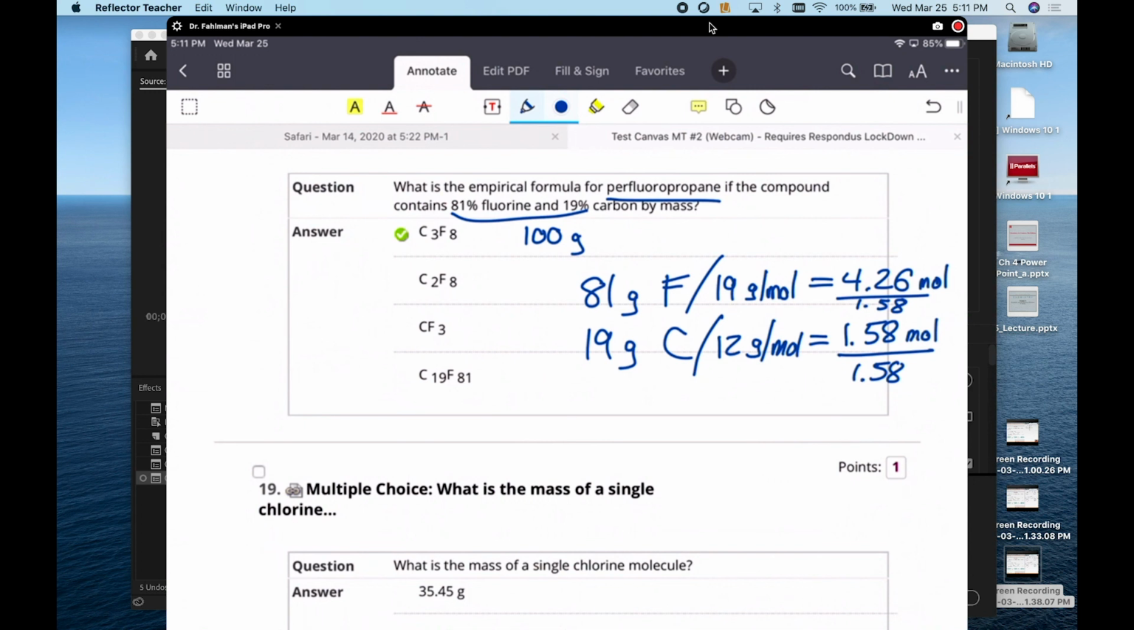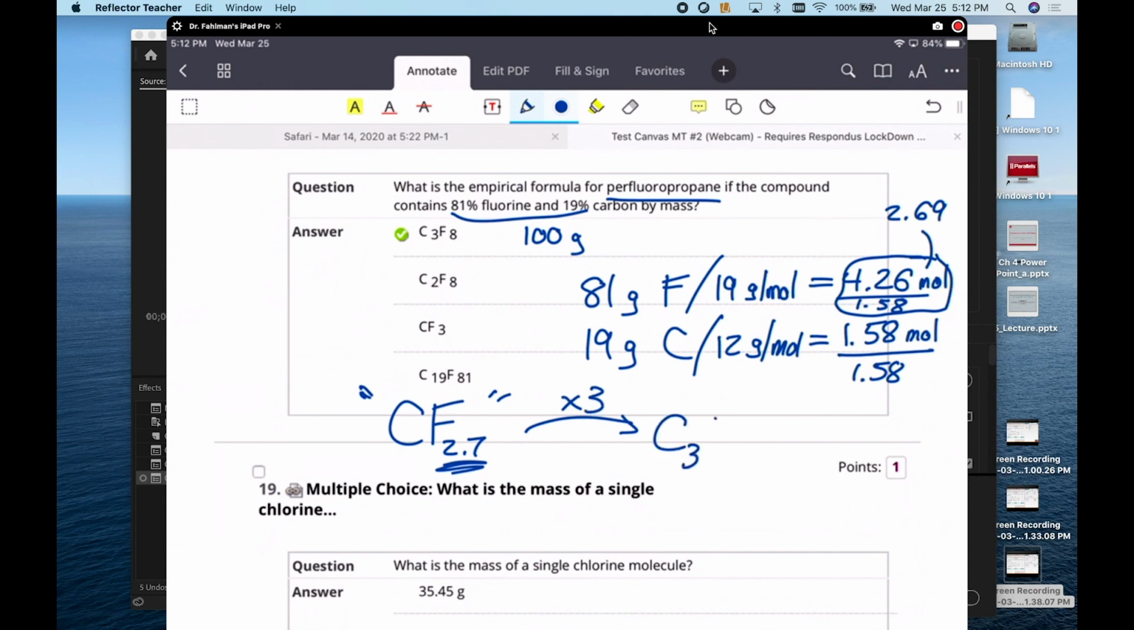And so then 4.26 divided by that is 2.7 or something like that, because this worked out to 2.69, the 4.26 divided by 1.58. So we have that, but we have to get it in terms of integer numbers. You have to think about what you can multiply everything through by so that you get integers or close to integers. If you multiply everything through by 3, then you get C3F8, and this works out to like 8.08, which is close enough to 8. So that's where C3F8 comes into play.